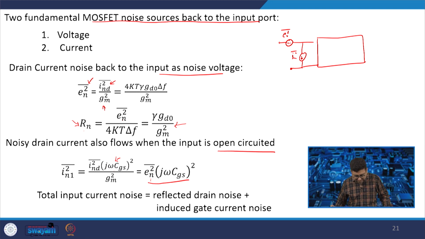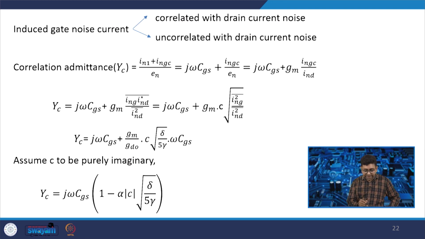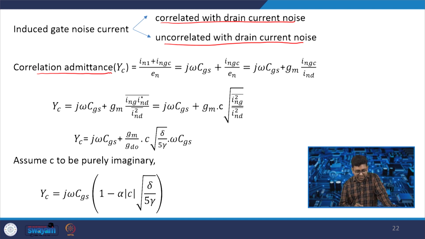So, total input current noise is equal to reflected drain noise plus induced gate current noise. This is the total input current noise. The induced gate noise current is partly correlated with the drain current noise and partly uncorrelated. The way we have defined the correlation admittance Yc, is Yc equal to In1 plus Ingc, where this is the correlated drain current and this is the uncorrelated drain current. So, In1 plus Ingc by En will give j omega Cgs plus Ingc by En. Finally, we get j omega Cgs plus Gm into Ingc by Ind.